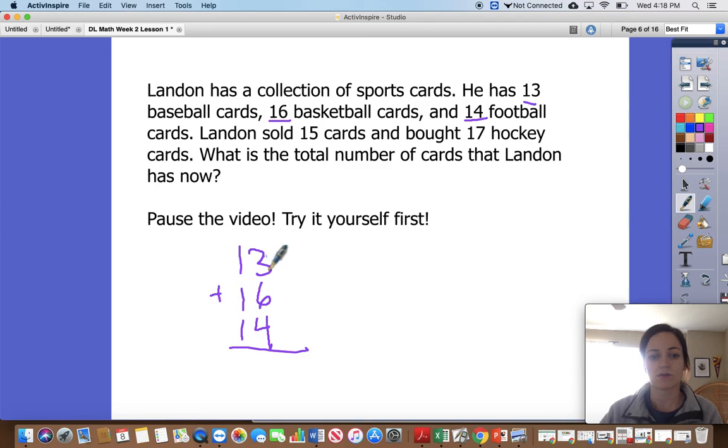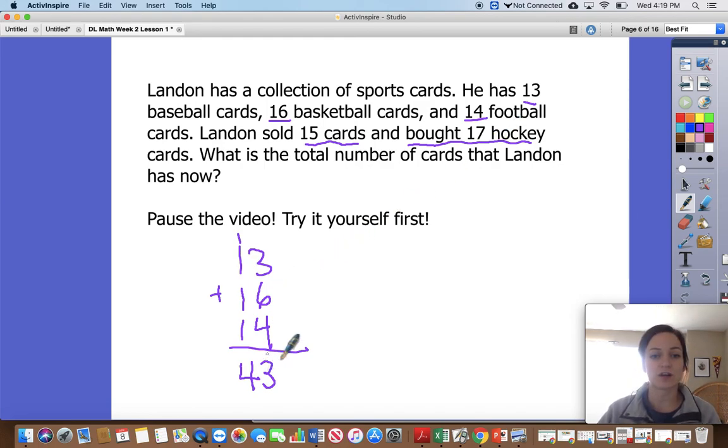Okay, 3 plus 6 is 9. 9 plus 4 is 13. 3, carry my new 10. 1 ten, 2 tens, 3 tens, 4 tens. So Landon started with 43 cards, but then he sold 15 cards and he bought 17 cards. Okay. Now you can do this in whichever order you want to. I'm going to just do it exactly how the story problem tells me to, okay? Again, there are so many different ways that you could solve this problem, so it would be cool to see what you guys all come up with.